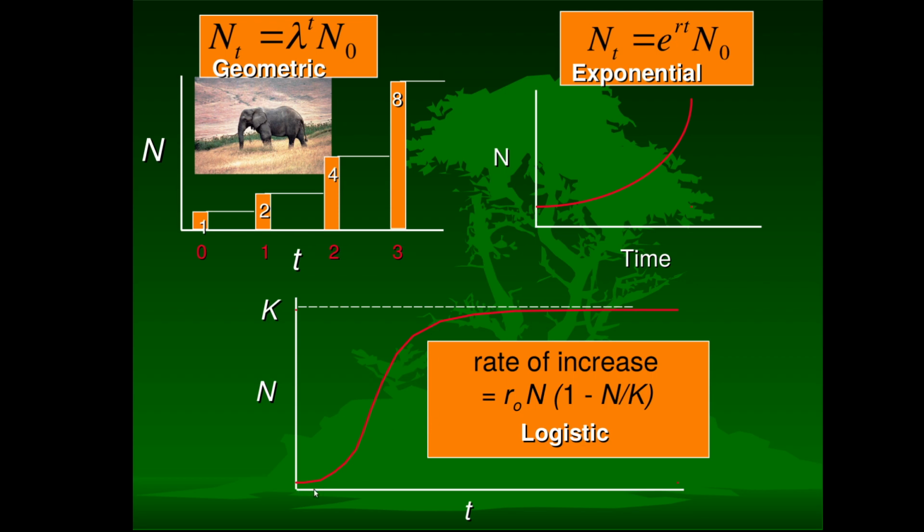And remember, this sigmoid growth occurs because there are density-dependent factors in the environment that reduce the per capita rate of increase, reduce the average individual's birth rate, or increase their death rate.